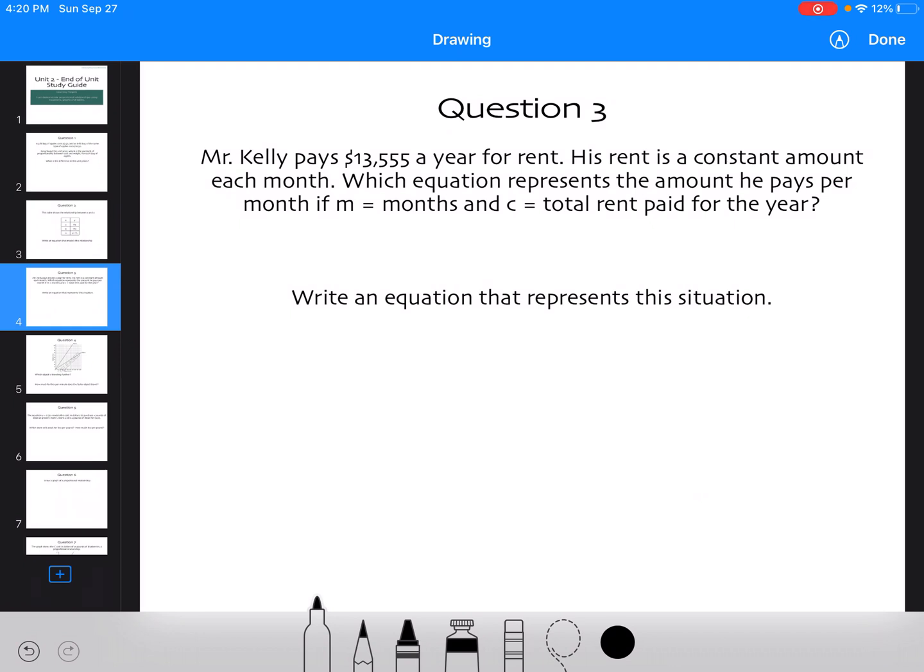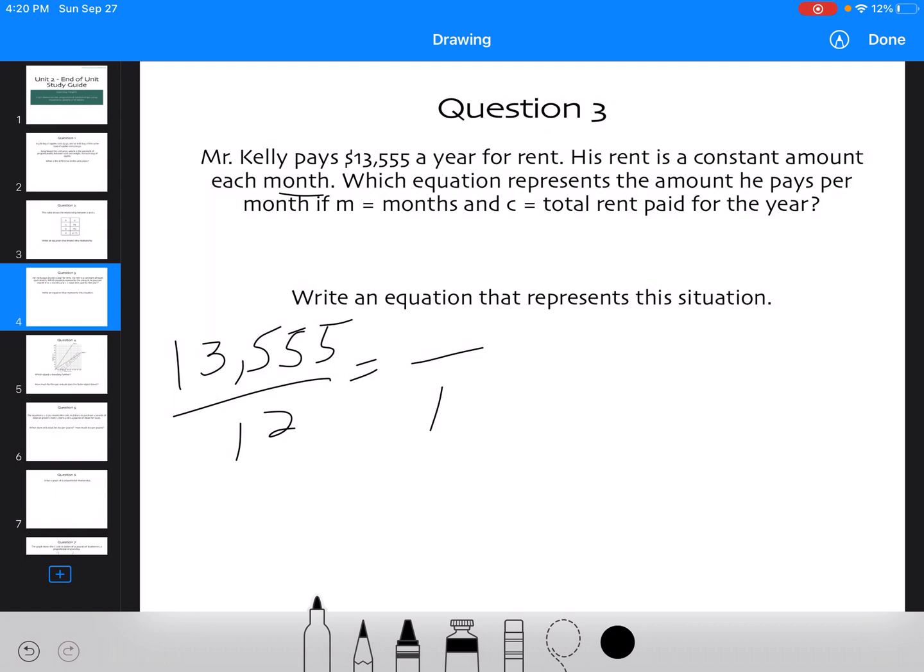Mr. Kelly pays $13,555 a year for rent. His rent is the constant amount each month. Which equation represents the amount he pays per month if M equals months and C equals the total amount of rent he paid for the year? So I have to find my constant of proportionality. So I have to take 13,555 and divide by 12 to find out what it would be for 1 month.